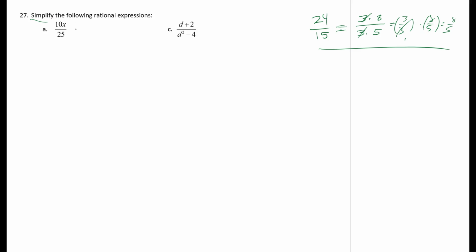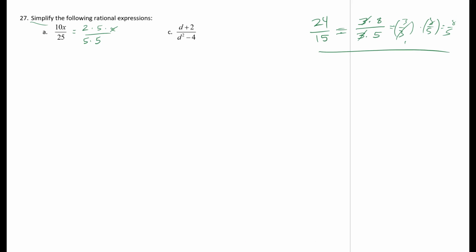So here, we have 10x over 25. Well, there's no common x factors in the top and the bottom, but there is a common number. So we can rewrite this as 2 times 5 times x over 5 times 5. And so what you're doing here is we see that there's a common 5 that can be divided in the top and the bottom. So those 5's will cancel, and you're left with 2x over 5.